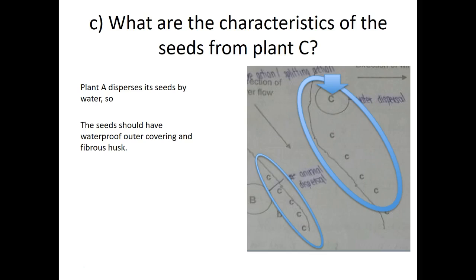Lastly, this question asks us what are the characteristics of the seeds of plant C. Now we're not given a picture of plant C, but we know from the diagram that this seed is dispersed by water. Therefore, it should have one or both of the characteristics. We know it's dispersed by water, so we can say that it should have a waterproof outer covering, or it can also have a fibrous husk.